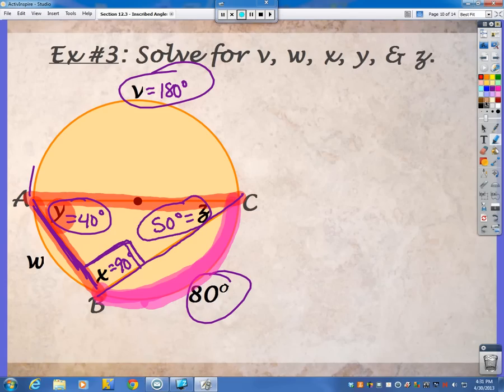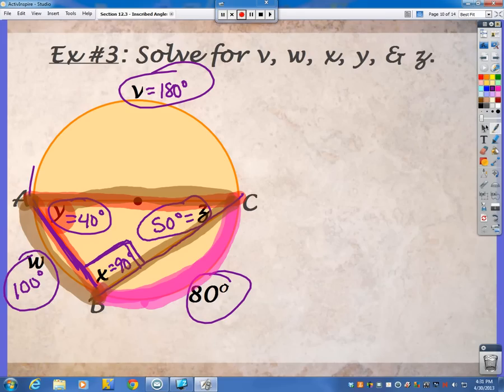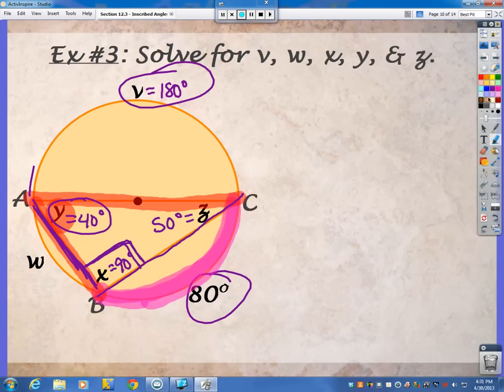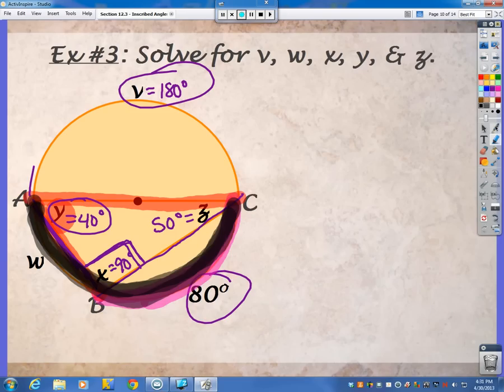Yeah, this problem's not done yet. W uses that 50-degree angle as its inscribed angle, so it's double the 50, so W is 100. Another way we also could have looked at that 100 would be to say, hey, notice this arc here altogether. That's half a circle. That's 180 degrees. Here we've got 80. This must be the other 100. And then from there, you could cut the 100 in half to get that that angle was 50 degrees.